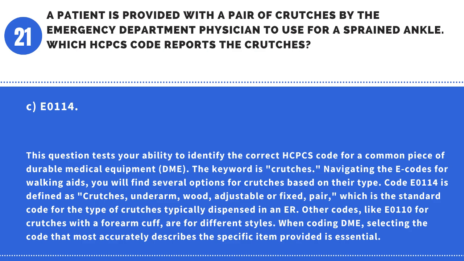Other codes, like E0110 for crutches with a forearm cuff, are for different styles. When coding DME, selecting the code that most accurately describes the specific item provided is essential.